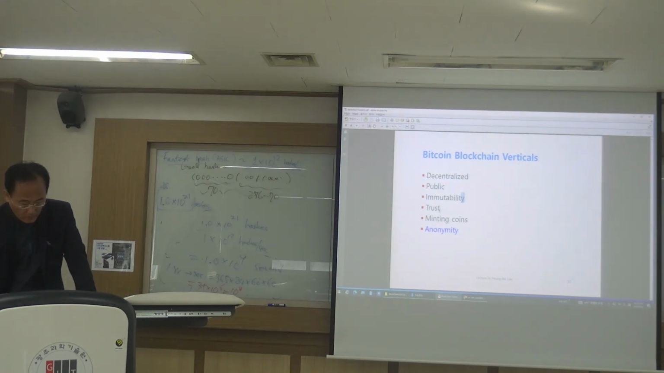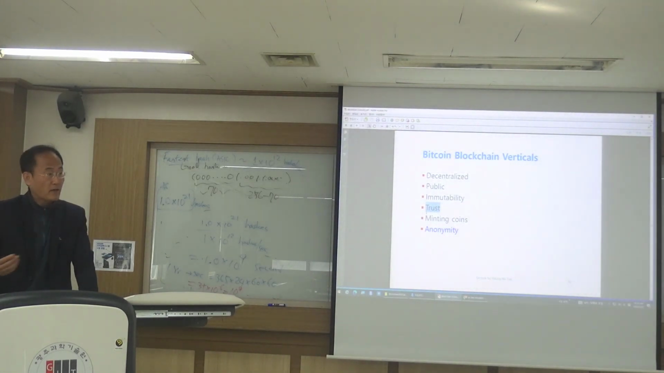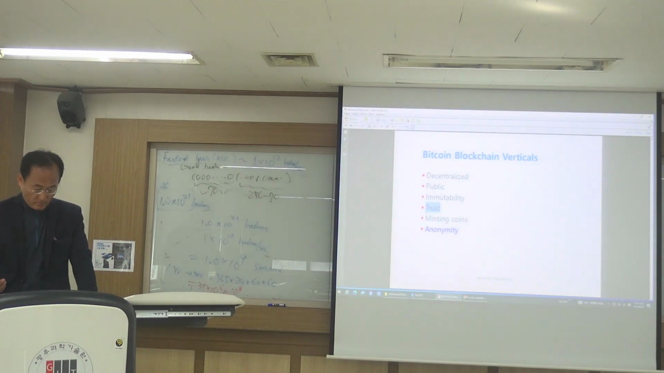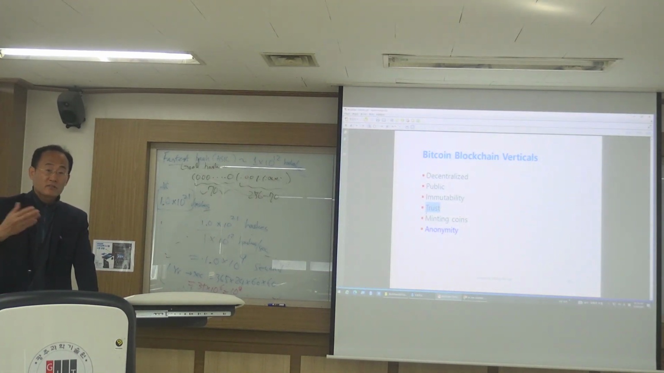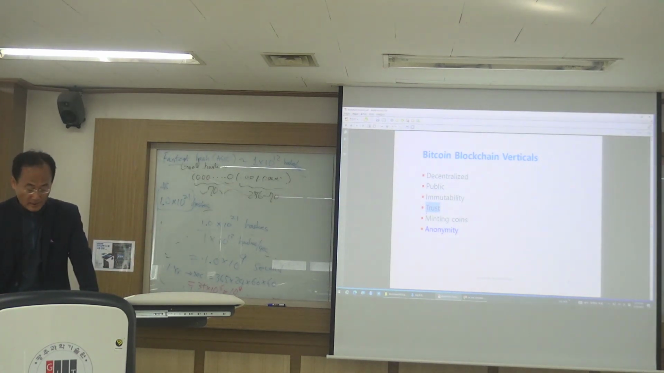And then trust, because of this private key, public key system, cryptography, SHA functions, and the blockchain mechanism, it gives people trust. People use this blockchain with confidence. No one can spend it other than me, because I'm the only one who can spend it, even though it is left open in a public ledger.